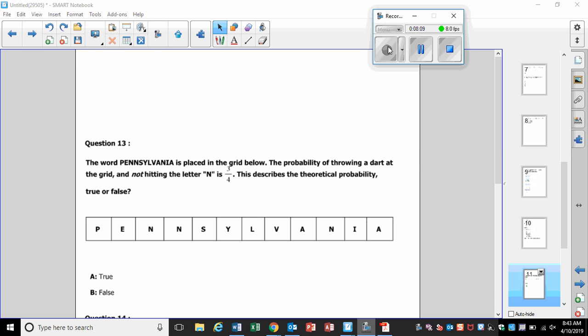Question 13. The word Pennsylvania is placed in the grid below. The probability of throwing a dart at the grid and not hitting the letter N is 3/4. This describes the theoretical probability, true or false. Choice A is true, choice B, false.